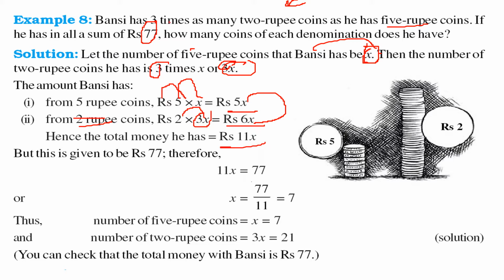But in the question it is given that the total money he has is 77. So the total of these two, that is 11x, is nothing but 77. You divide both sides by 11, you get x equal to 7. So when you find this solution, you get 7 for the 5 rupee coins, and the number of 2 rupees coins is 3x, that is 3 into 7, that is 21.